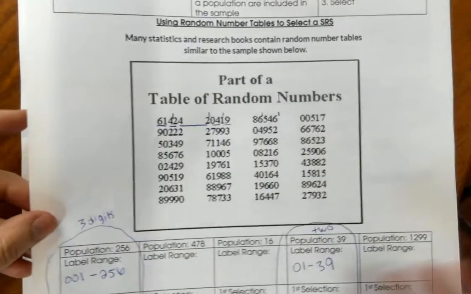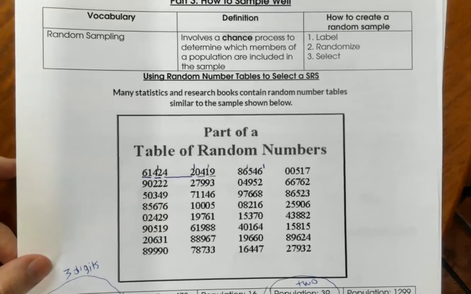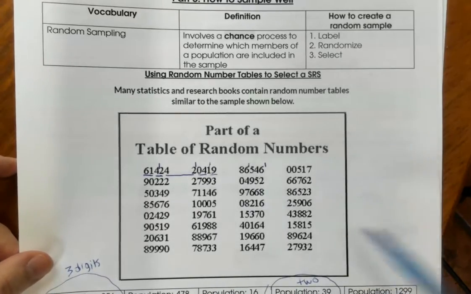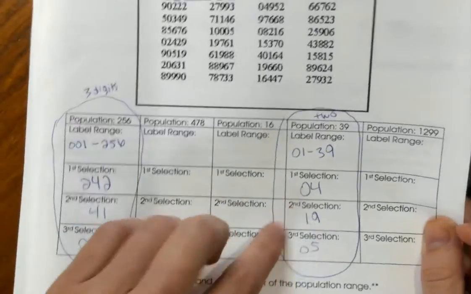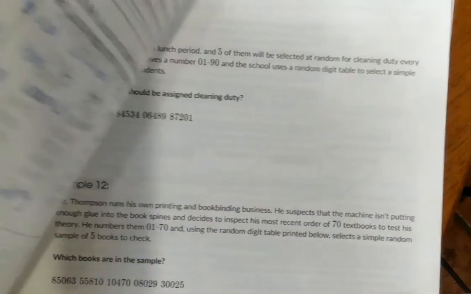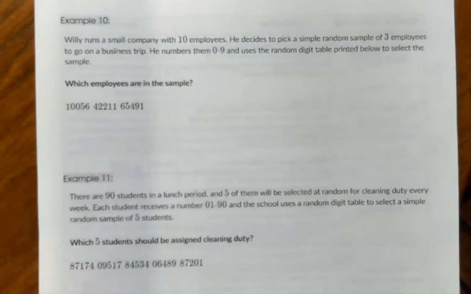All right, the next thing we did was talk about how to do samples well, right? And we used a random number table, and we did 2 examples here. So I want to do more examples with you on the random number table. All right, so example 10.